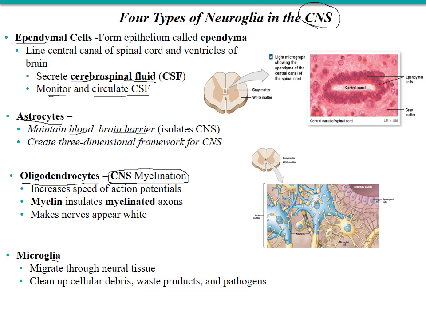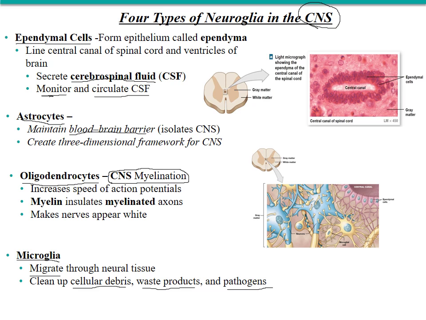Microglia is our 4th cell type, and their job is sort of the sanitation worker of the neuroglia. They migrate around in the nervous system, they clean up all of the cellular debris, they pick up waste products, they help to eliminate pathogens. They're basically just the cleanup crew.